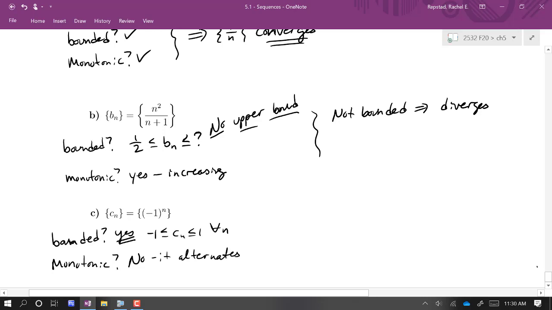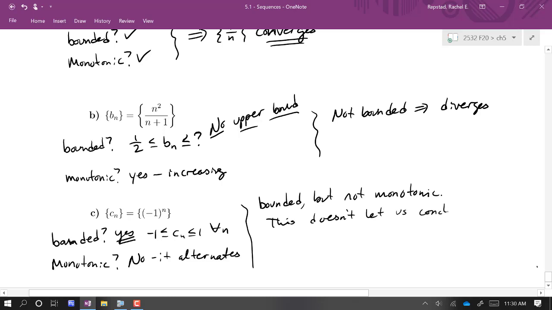Now, it should be noted that if a sequence is bounded but not monotonic, that does not allow us to conclude that it diverges. We have to examine the sequence itself. So this sequence is bounded but not monotonic. This doesn't allow us to conclude anything about the sequence.